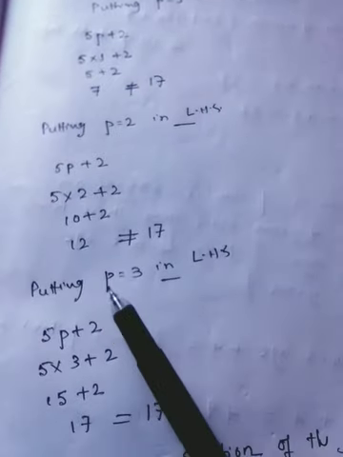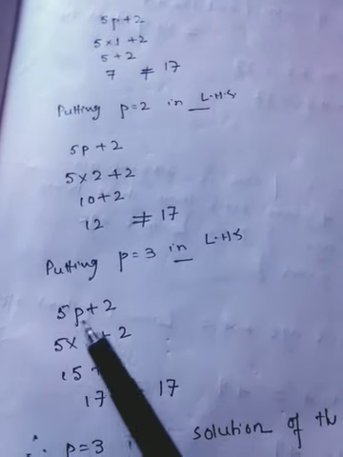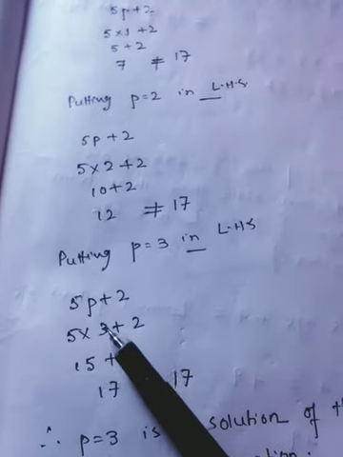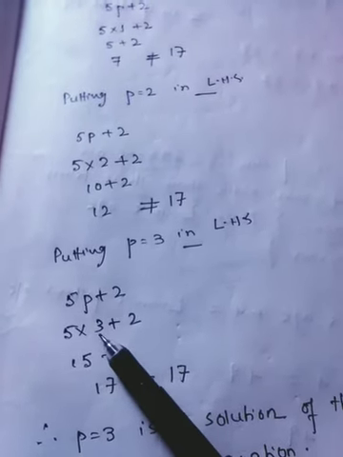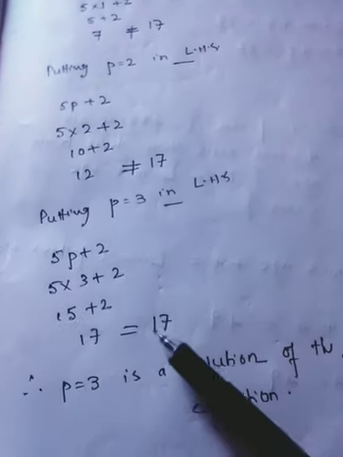Now let's move on to the next value, that is P equals 3 in LHS. Again we'll write the expression of the LHS, that is 5P plus 2. In place of P we'll write 3. So 5 threes are 15. 15 plus 2 is 17. Now you will see you are getting 17. 17 is equal to 17.